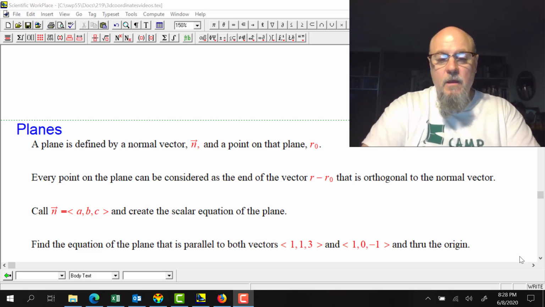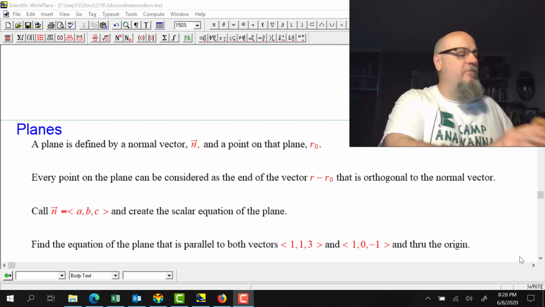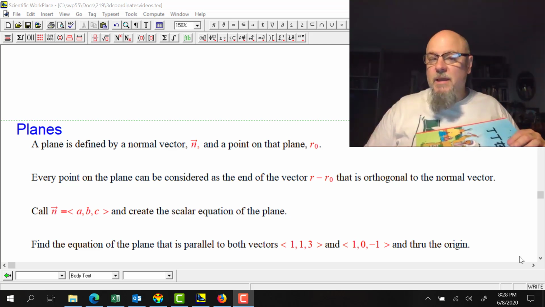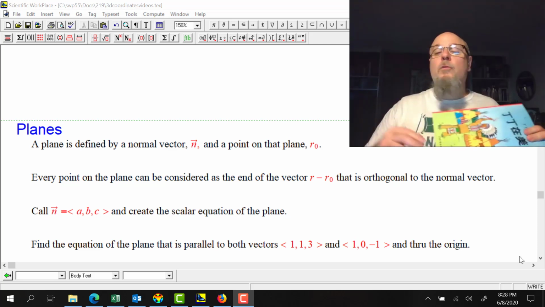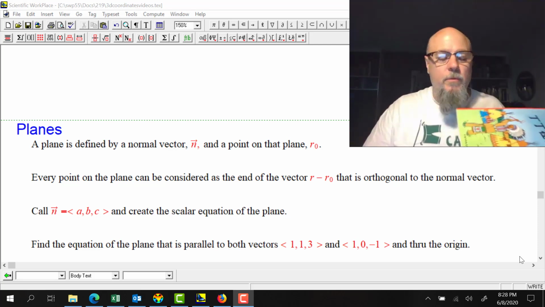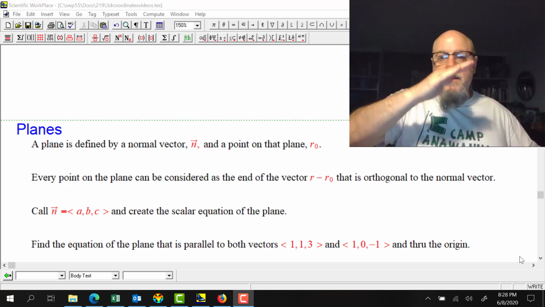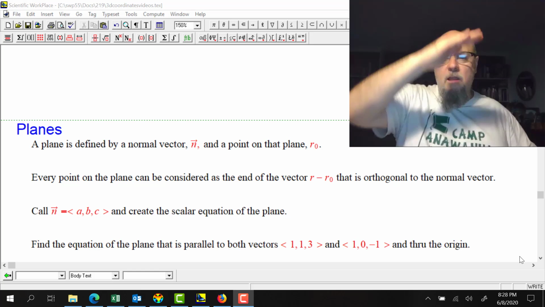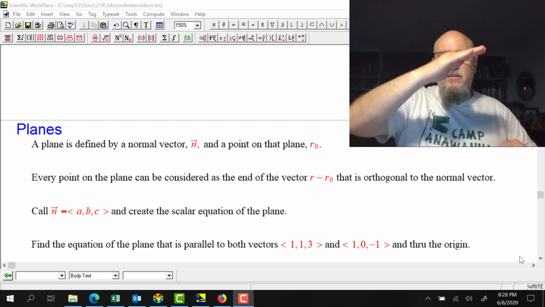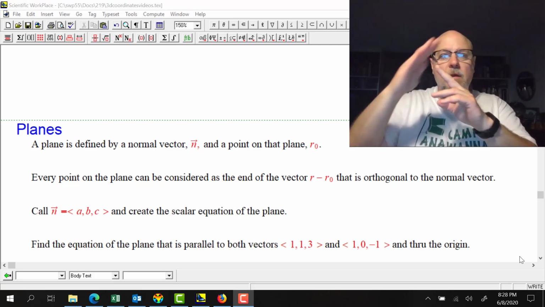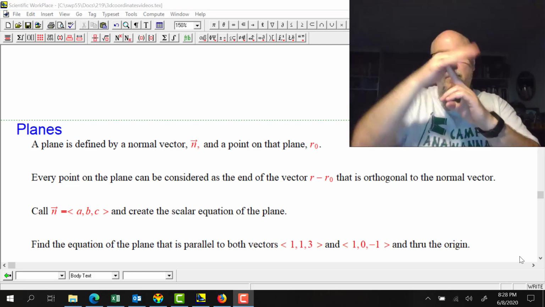Planes. By plane, I mean a flat surface. So picture this book. How do we define a plane? Well, if we were talking about lines, like we were before, a line is defined by a slope and a point. A lot of different lines can have the same slope, but if I say slope and a point, that locks the line in. If I say just a point, then you can have an infinite number of lines by varying the slope.